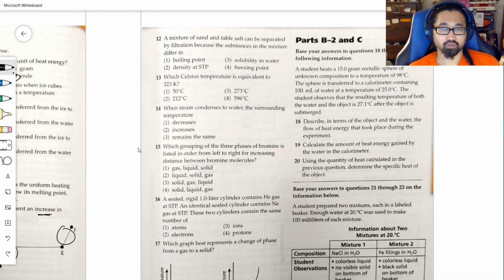What Celsius temperature is equal to 323 Kelvin? Well, Celsius plus 273 equals Kelvin. So subtract 273, you get 50 degrees Celsius. Number 15, left to right, increasing distance between molecules. So they need to get further apart. That's solid, liquid, gas.